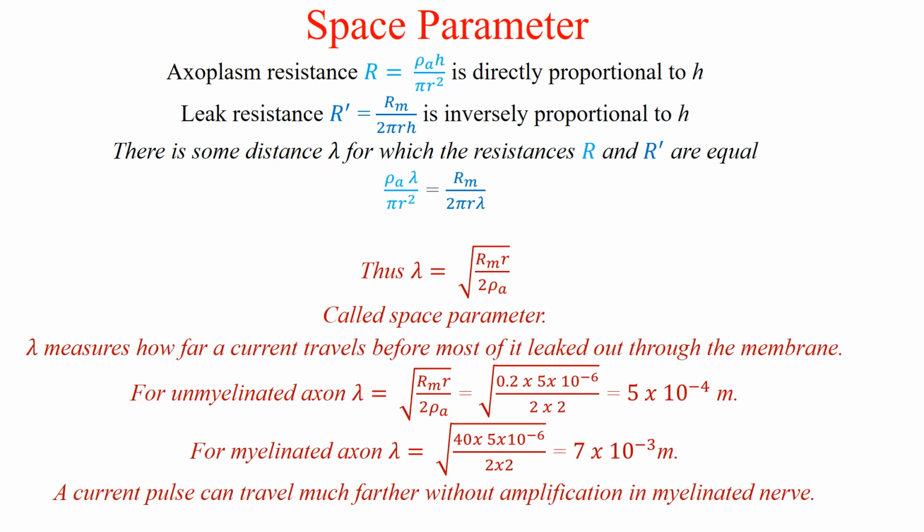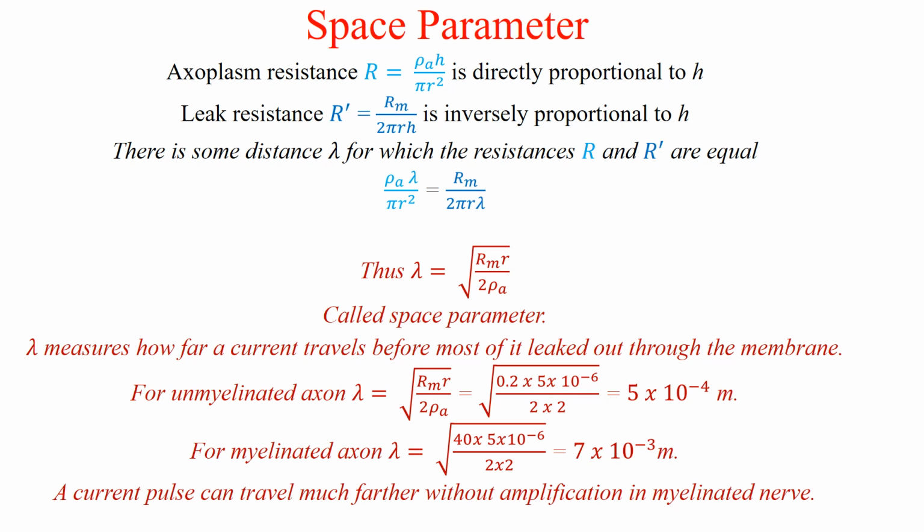For myelinated axon, if we calculate lambda, the only difference between the unmyelinated and myelinated axon is in the value of Rm. Rm is much larger for myelinated axon. It is 40 ohm meter squared. So if you plug in the numbers, of course we are taking the same radius, 5 micron, and the resistivity of the axoplasm is the same, 2 ohm meter. If you plug in the numbers in the formula, you will get lambda for myelinated axon 7 times 10 to minus 3 meter, which is 7 millimeter.